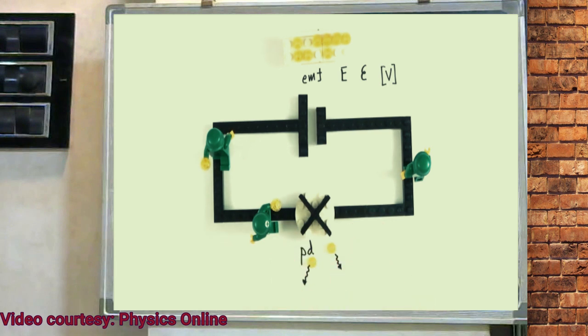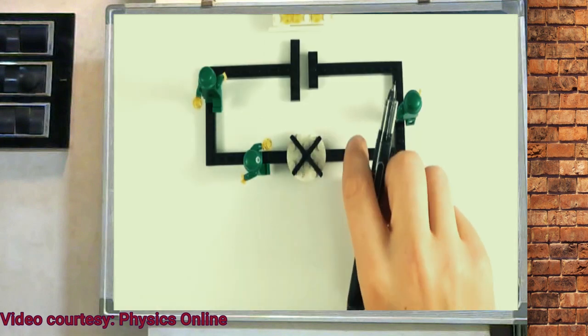There's going to be a difference in the electrical potential between this side and this side of, in this case, a filament lamp. Now the current will still flow, the charges still move around the circuit, but what they're doing is transferring energy from one place to another. So how do we measure the potential difference?